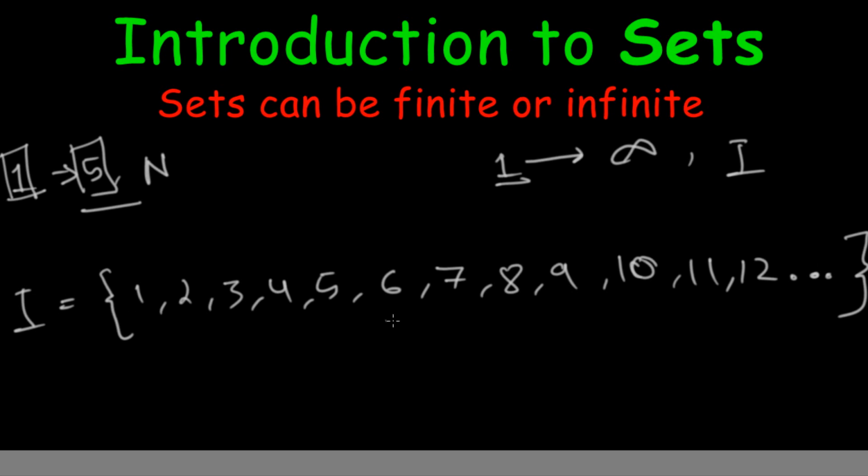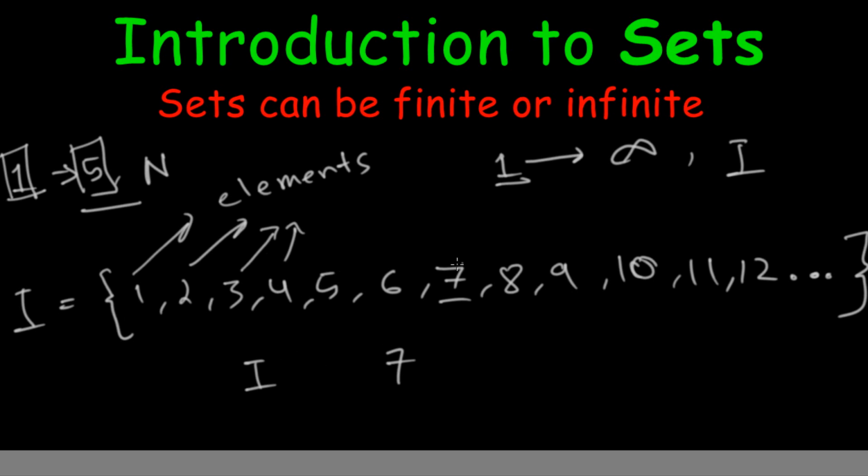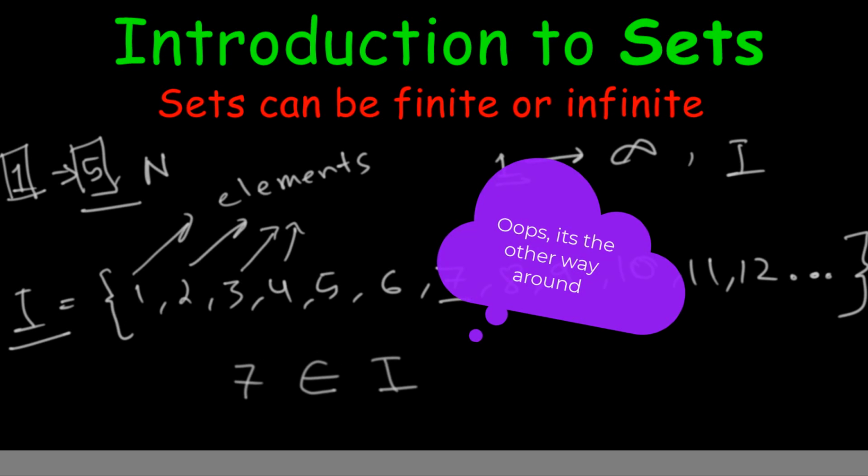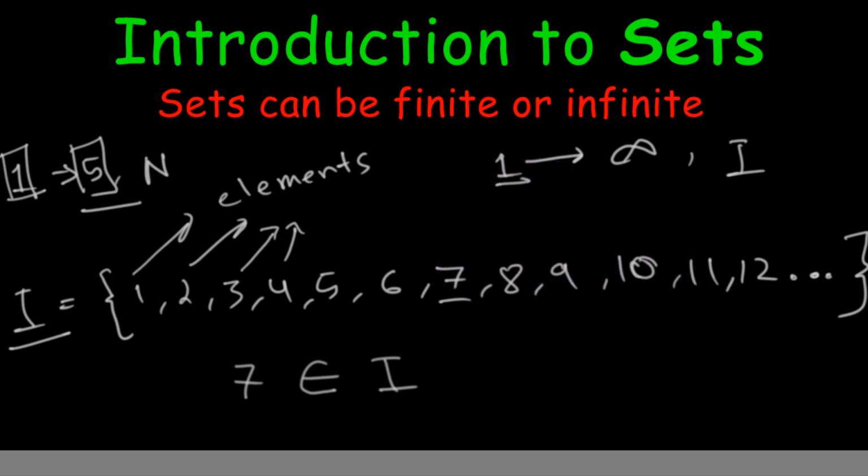Now we know what are sets, what are elements. Each and every one of these members are elements of I. And also, let's pick a random number from this set. Let's say 7. We know 7 is an element of the set I, right? 7 is a member or an element of this set I. So we note this down with this curly E, showing that 7 is an element or a member of the set I.